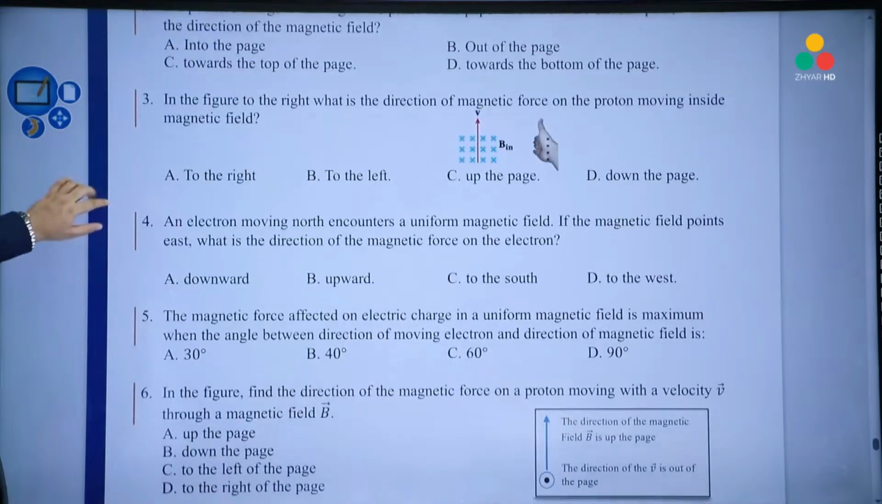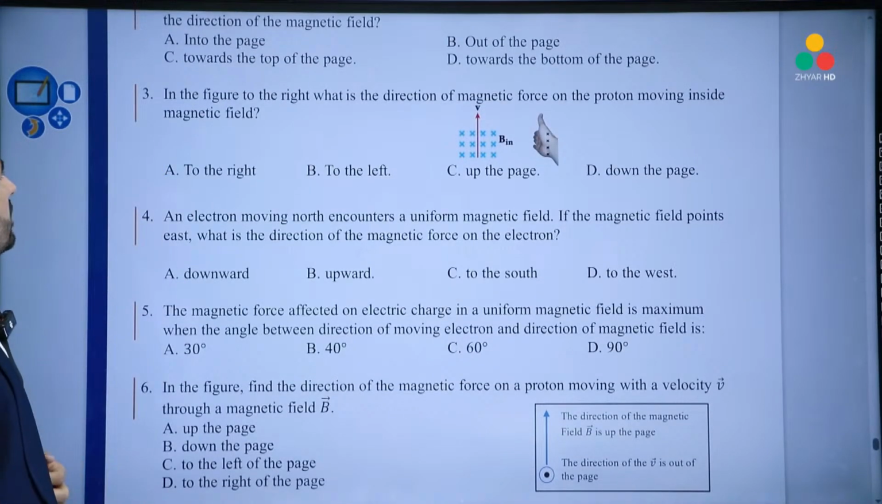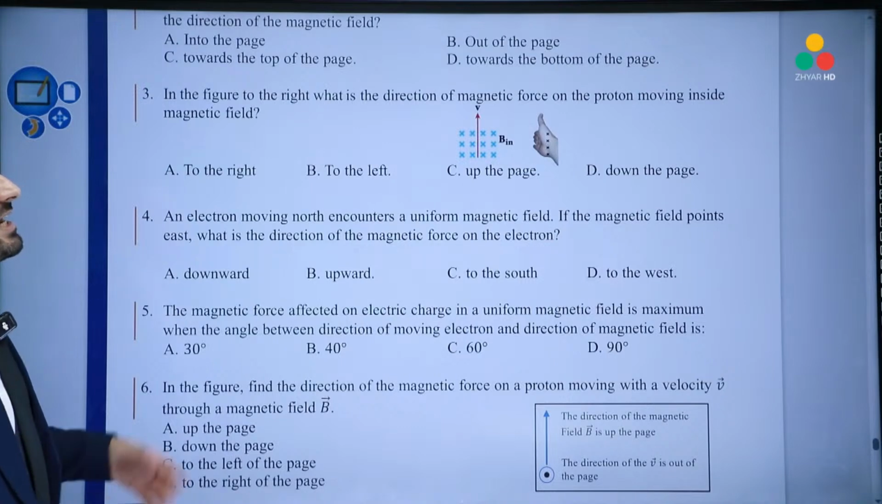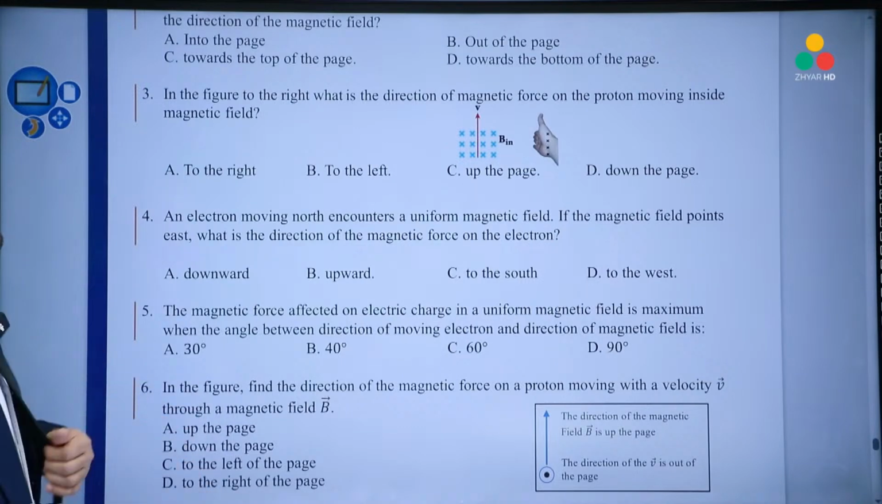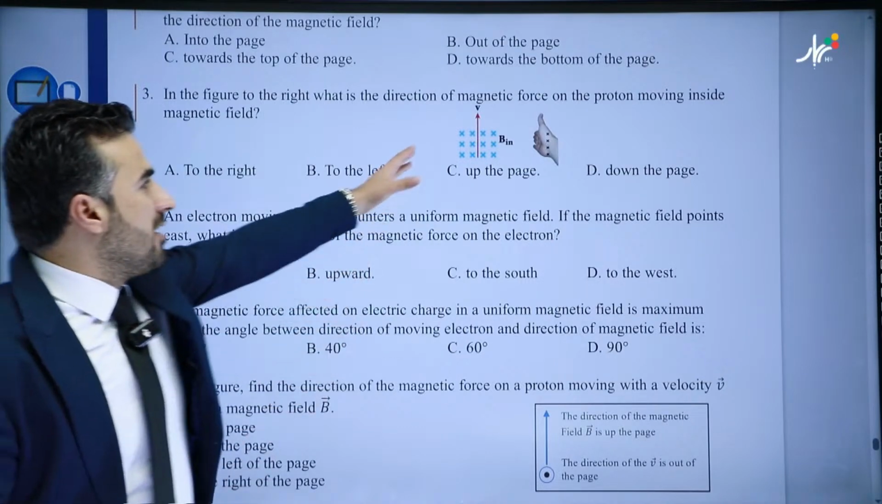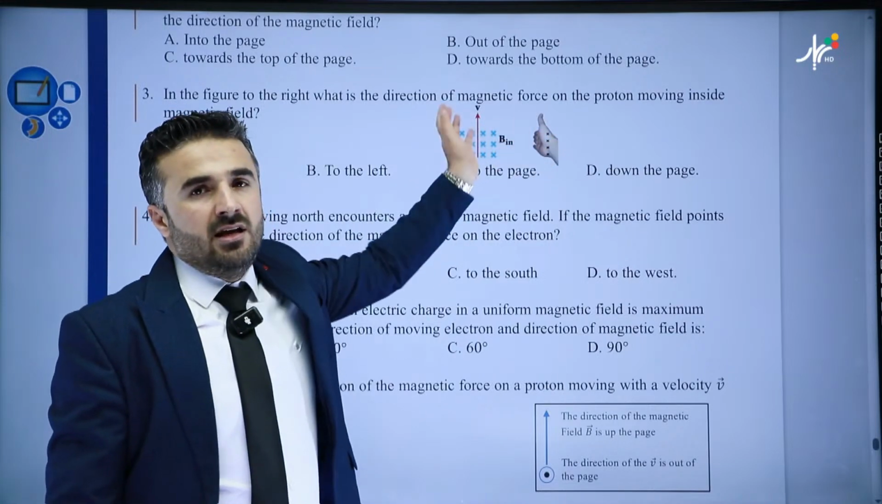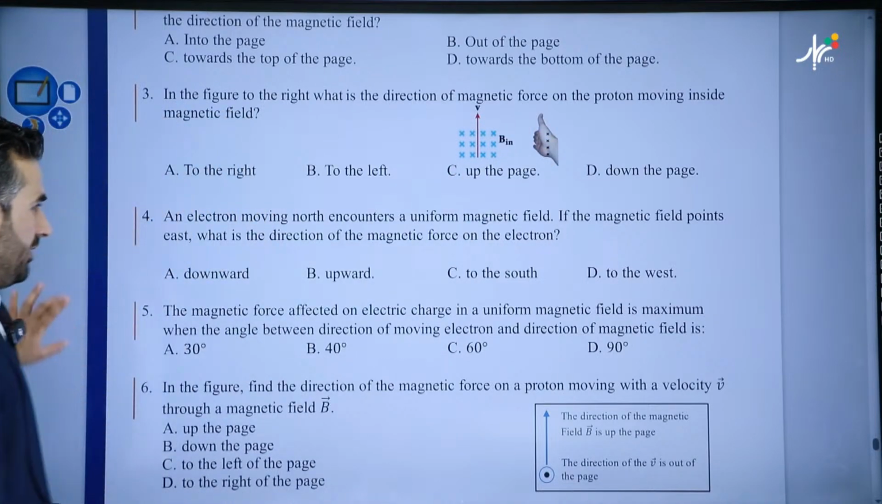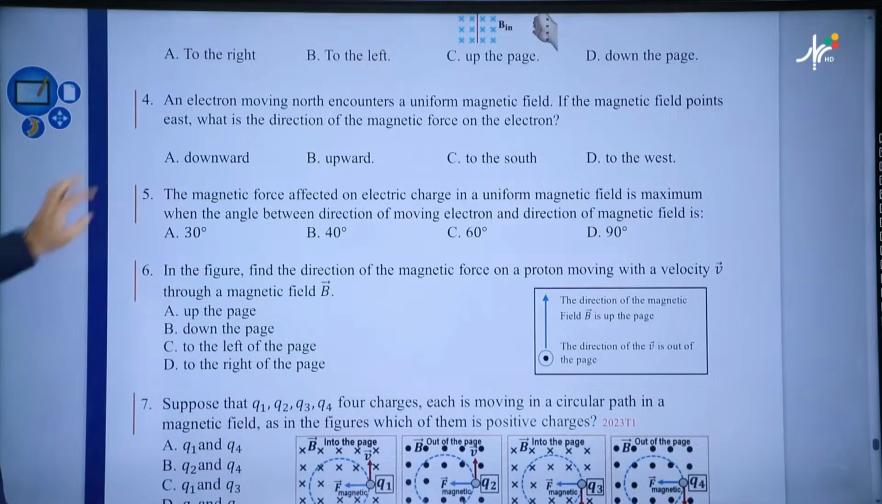Okay, what about question 3 here? It says, in the figure to the right, what is the direction of the magnetic force on the proton moving inside a magnetic field? So this is very easy. If not, just align your hand like this and see what would be the direction, and of course you can do it yourself.